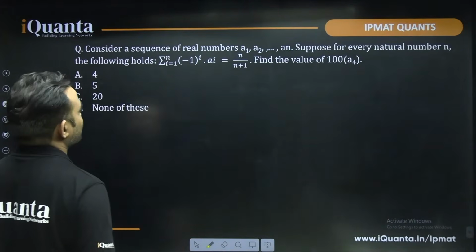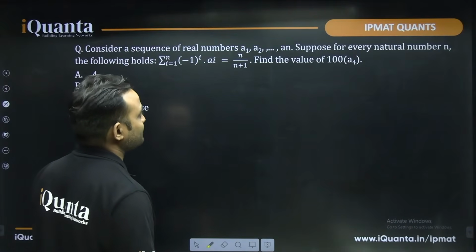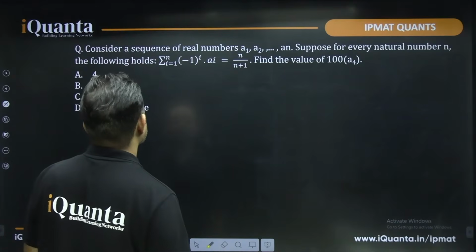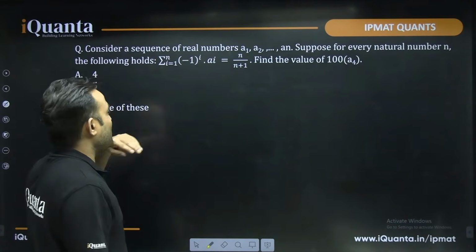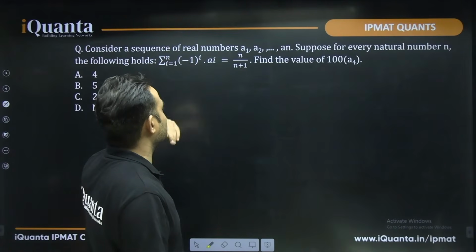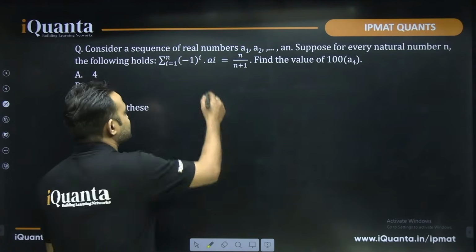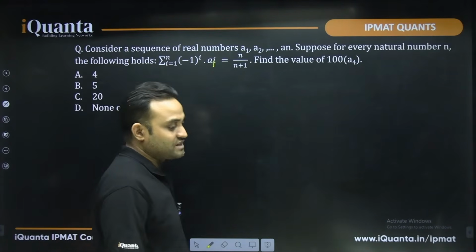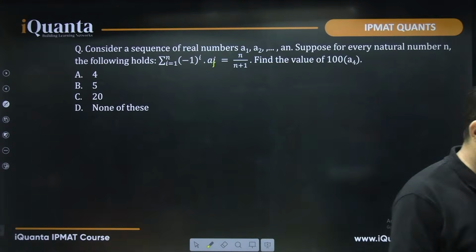Consider a sequence of real numbers a1, a2 till an. Suppose for every natural number n, the following holds: the summation of i equals 1 to n of (-1)^i a_i is equal to n upon n plus 1. Find the value of 100 a4.